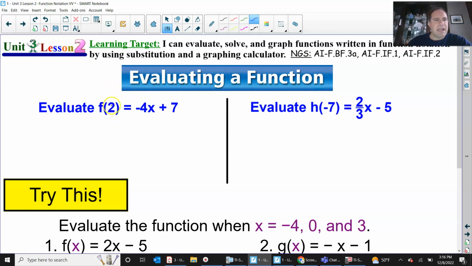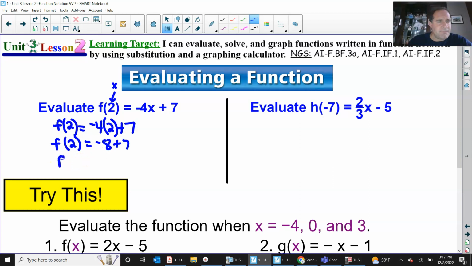Let's try it. F of 2. Here's the x; you're going to substitute that in. We rewrite f of 2 equals negative 4, and every time I see an x, I'm substituting 2 in, plus 7. You could put this directly into your calculator, or figure it out by hand. I'd like it in the calculator. Negative 8 plus 7. F of 2 is negative 1. In coordinate form, you'd have 2 as the x, negative 1 as the y.